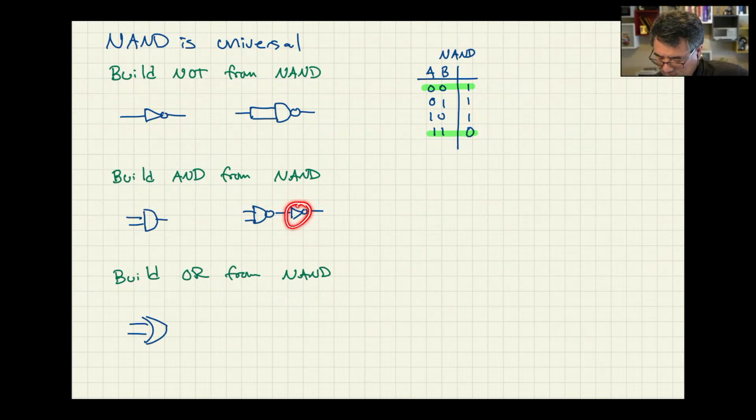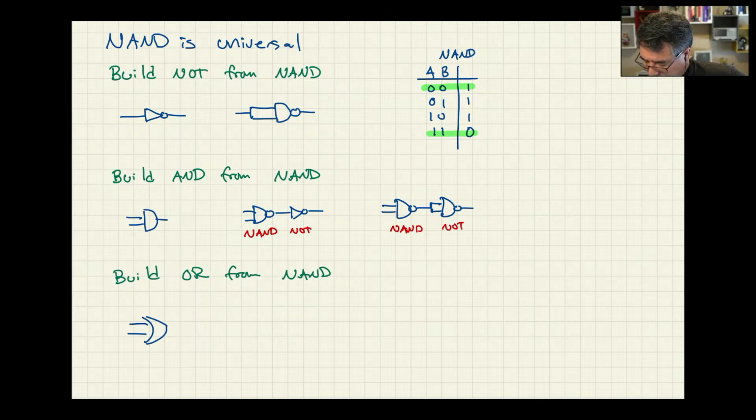Well, I know how to build a NOT. It's just this one. So I'm going to swap this circuit in for this one here, and that gives me a NAND feeding into another NAND, and that last NAND implements the NOT. And this is what gives me my AND gate. So this is NAND followed by NOT. Now I've got NAND here followed by NOT. Okay, so I can build AND out of NAND. I just need two NANDs, and I can build AND out of that.